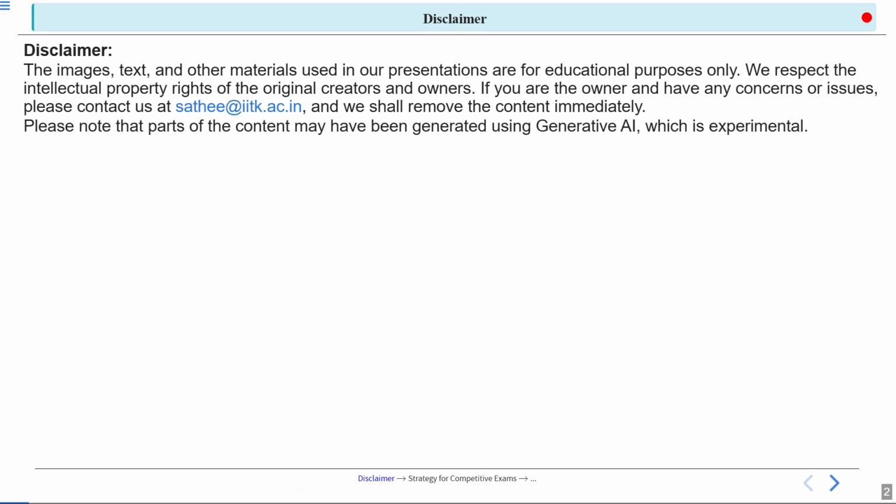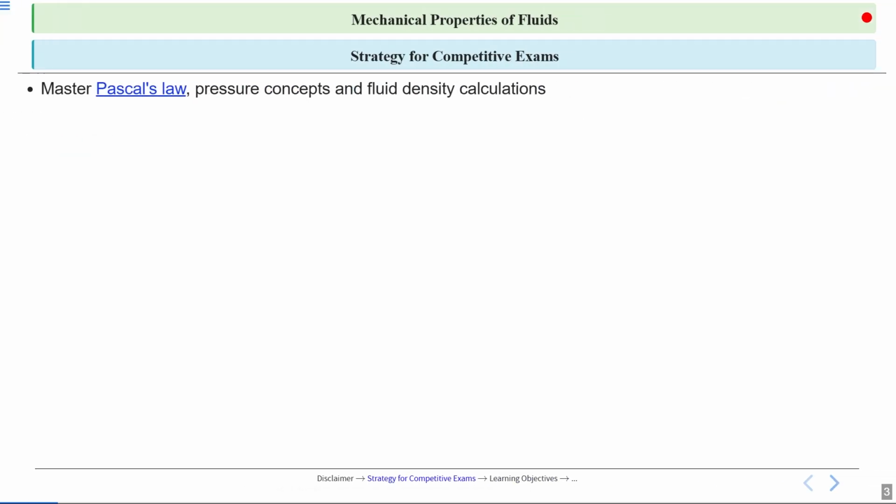This is disclaimer, strategy for competitive exams.